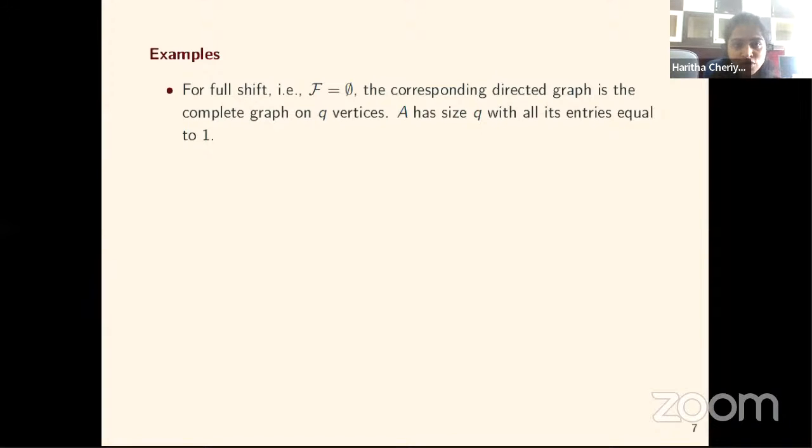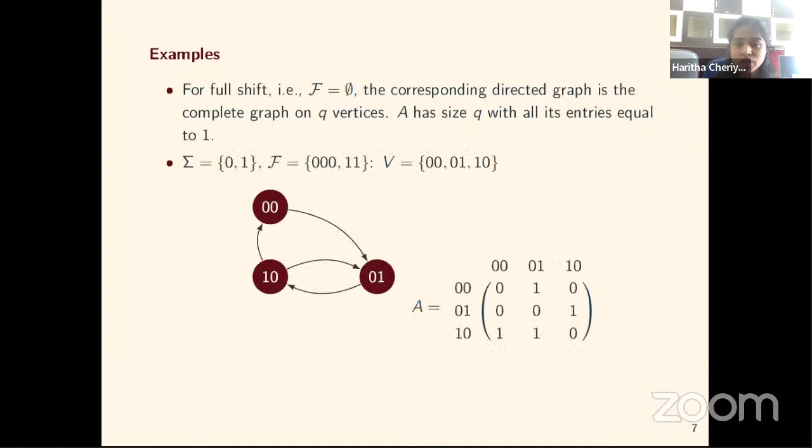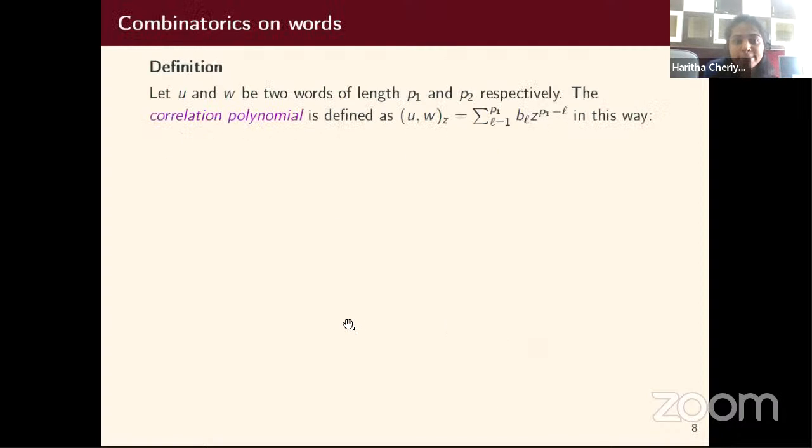You start with the full shift, and the associated adjacency matrix has size Q with all its entries equal to 1. And for F equal to, say, this collection, the vertex set will be the collection of all allowed words of length 2, and you get the corresponding adjacency matrix as well as the directed graph. So now we'll define this combinatorial object that I was talking about.